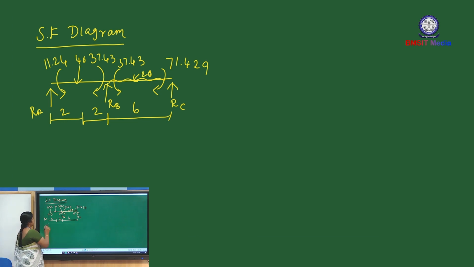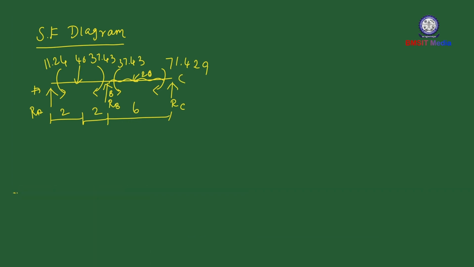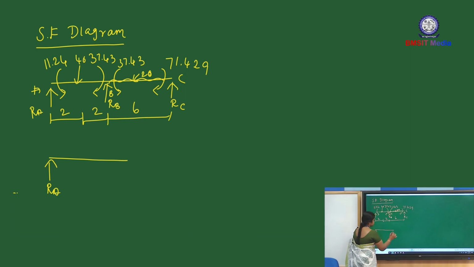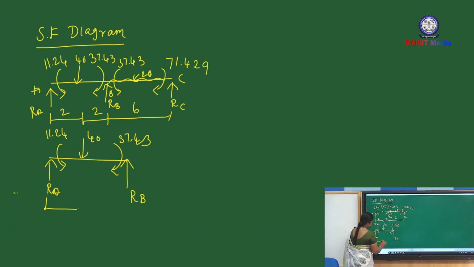So I am taking span AB, with RA and RB. This is the end moment 11.24, here 37.43. This is 40, here 2 meter, and here 2 meter. Now I am considering this section here.